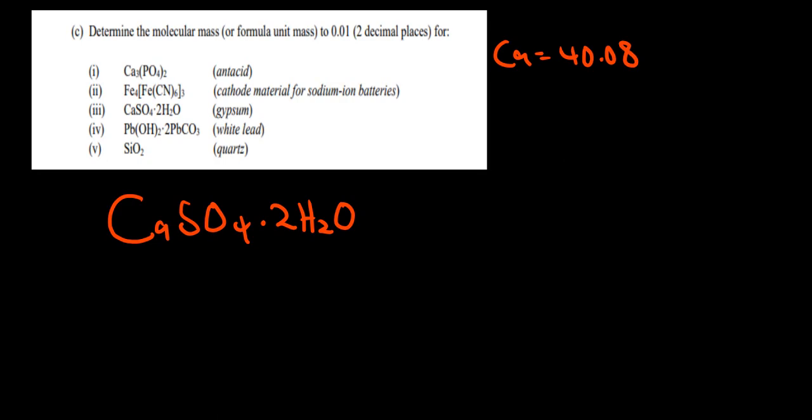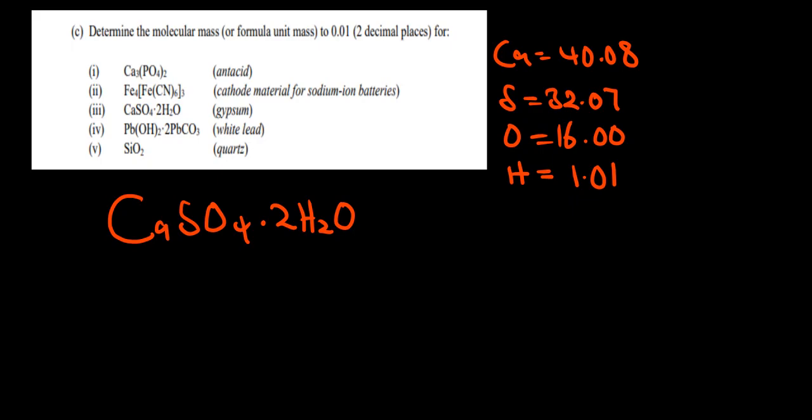40.08. And then we have sulfur, which has the mass of 32.07. So you just get these masses from the periodic table. And then we have oxygen, which we said we are going to be using 16.00. And then I can also see hydrogen there, which is 1.01. Okay, so now let's find the molecular mass for this compound here.